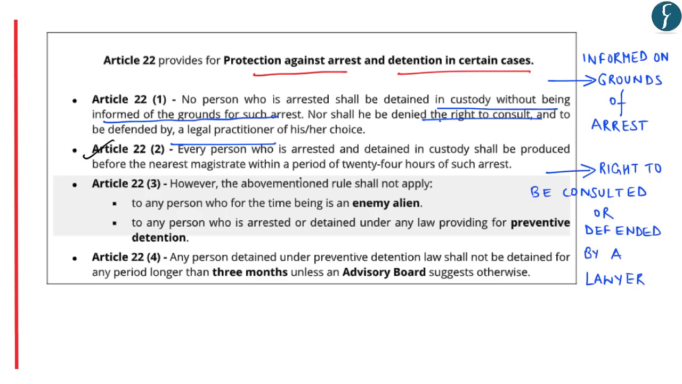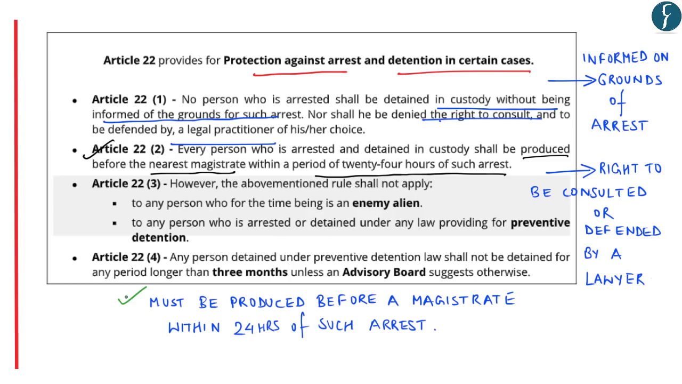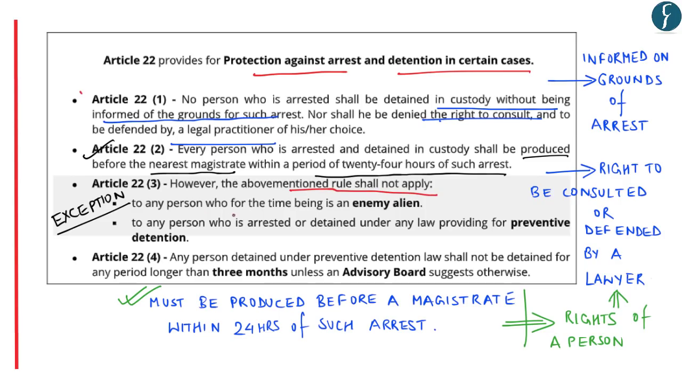Further, Article 22 Clause 2 says that every person who is arrested and detained in custody shall be produced before the nearest magistrate within a period of 24 hours of such arrest. So this becomes a crucial aspect with respect to rights of a person who has been arrested by police. An exception is also provided in Article 22 itself. It says that the above mentioned rule shall not apply if the person concerned who is arrested is an enemy alien or any person who is arrested or detained under any law provided for preventive detention. That is, if any person is arrested under preventive detention law or if a person is an enemy alien, then in such cases these two provisions shall not apply.